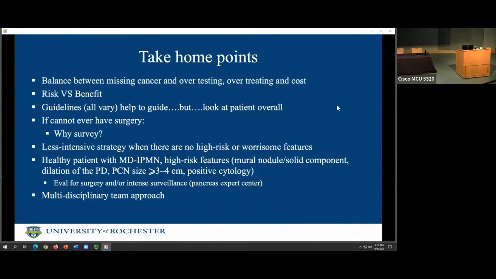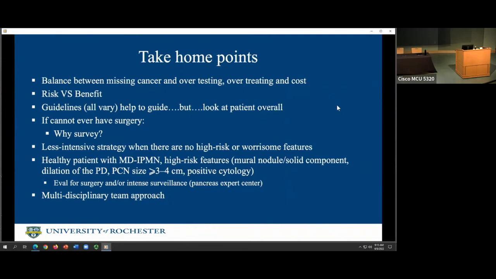Everything in medicine comes down to risk versus benefit. The guidelines all vary a little bit, and they're here to help guide you, but you have to look at the patient overall. Not all the guidelines look at the patient's family history of cancer or genetic mutations, smoking, their underlying diabetes. So you have to look at all those factors and then apply the guidelines and see what's best for your patient.